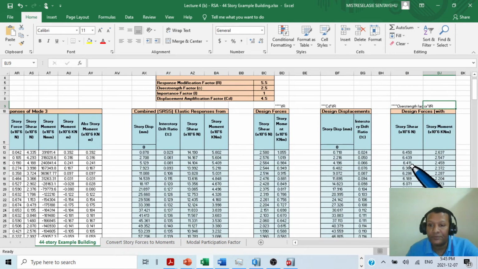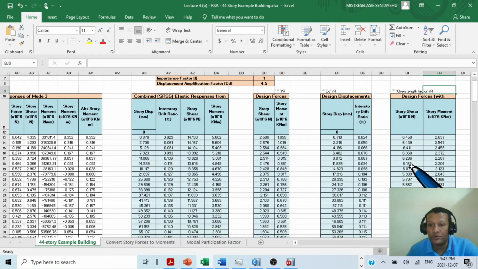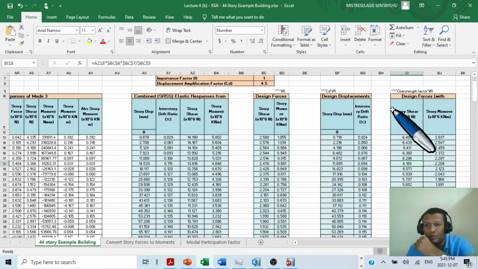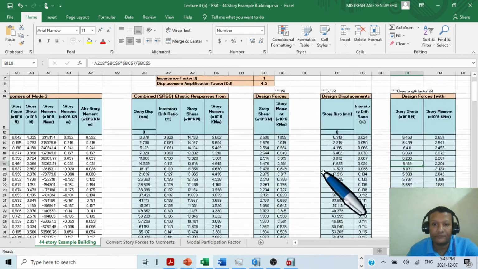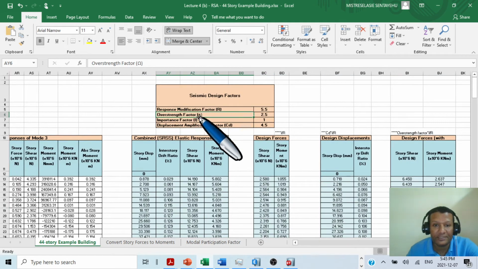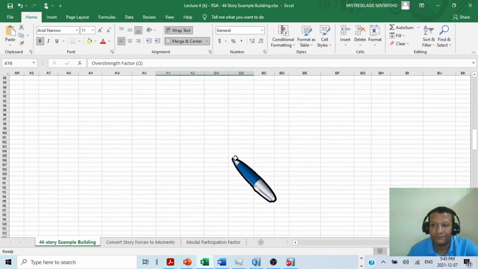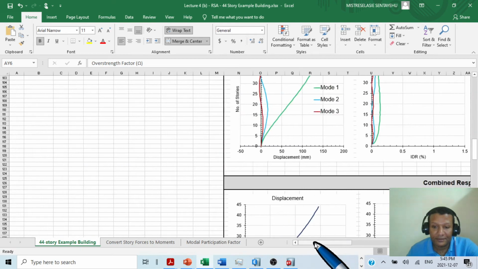Overstrength factor: if we have any structural element in our building that we don't want to yield, that should remain elastic during the earthquake, then we can multiply by the overstrength factor. That means omega times I over R. So omega, we have the overstrength factor, times I over R. So this will be the result.